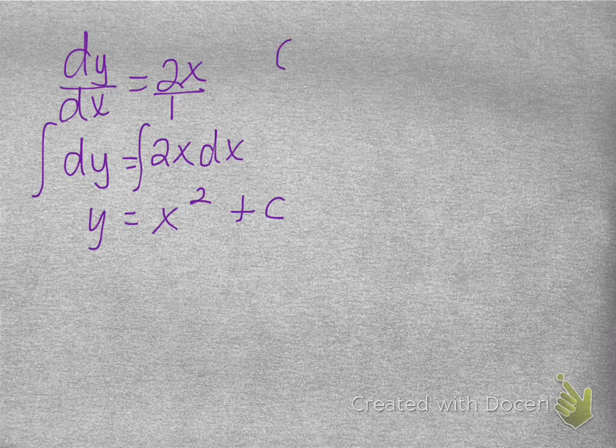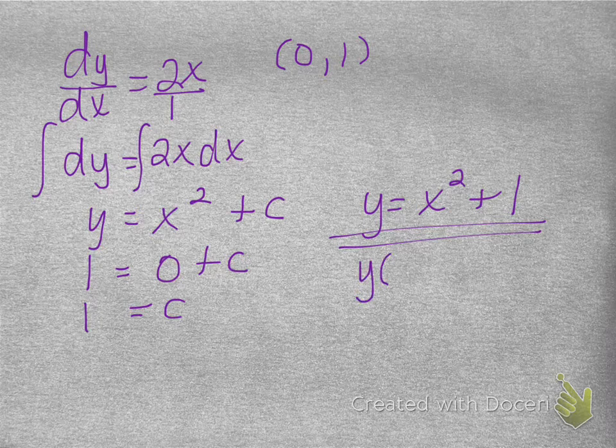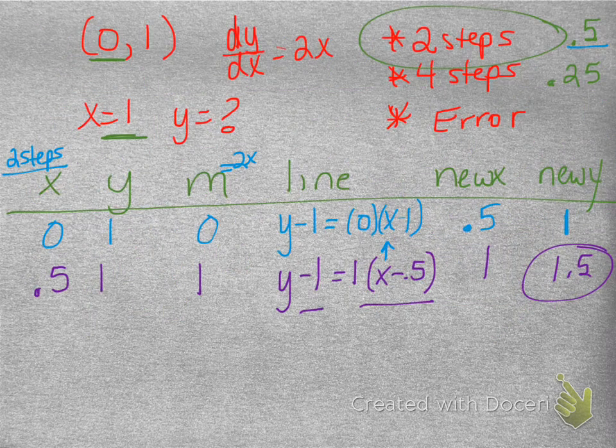They gave us a point of 0, 1 at the beginning, so plug in that point. So you have y equals x squared plus 1. This is the actual equation. And since we're trying to approximate y of 1, you can plug a 1 in here. This is the exact amount. It's 2. So the error here is 0.5 because we're 0.5 away from what it's supposed to be.